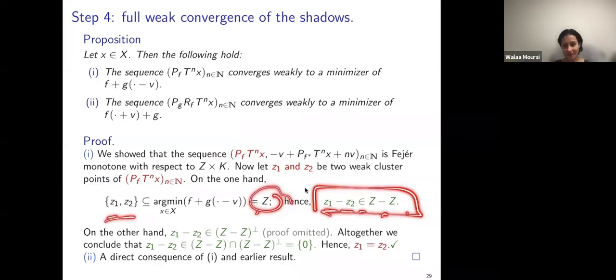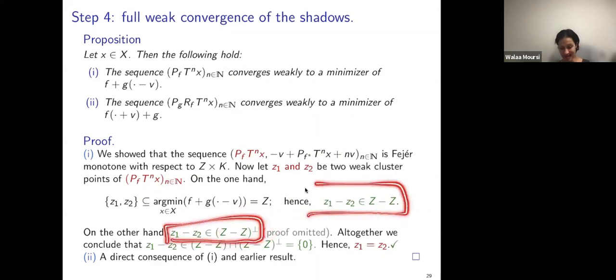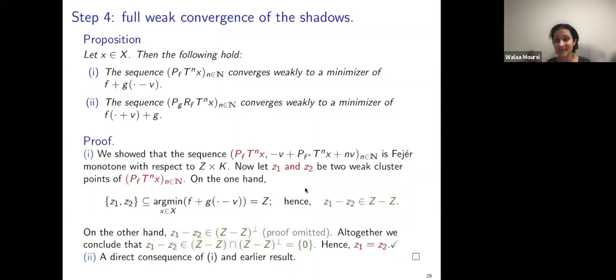But the classical Fejér monotonicity result tells us that if we take the difference between two cluster points here, that would be in Z minus Z perp, which means that we have no choice but having Z1 minus Z2 equal to 0, which means that we have one cluster point, and that shows us that the sequence converges weakly. And that finishes the proof of convergence.